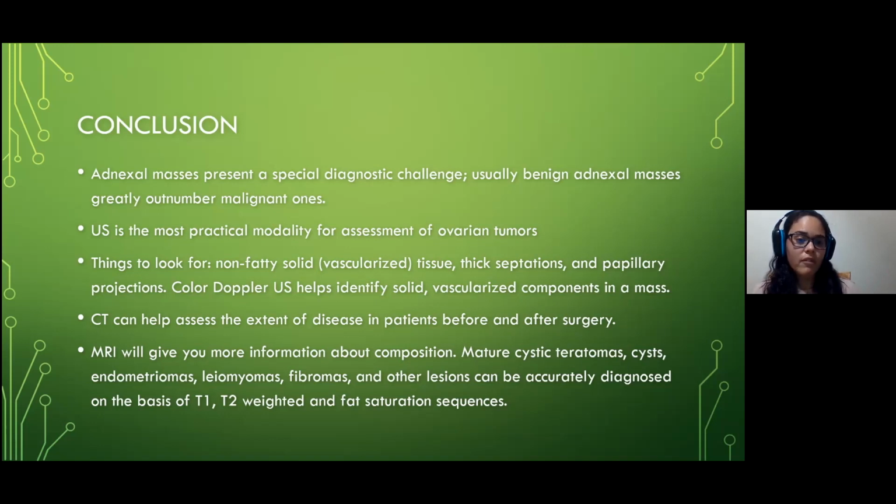Because MRI will give you more information about the composition of that tumor. So mature cystic teratomas, cysts, endometriomas, leiomyomas, fibromas, and other lesions can be accurately diagnosed on the basis of T1, T2 weighted and fat saturation sequences. So MRI is better for description, and for soft tissue they are very specific, the MRIs, more than CT, where little masses can be missed.